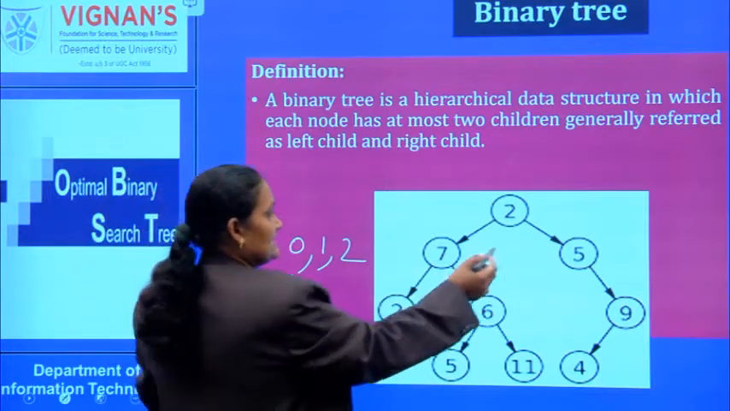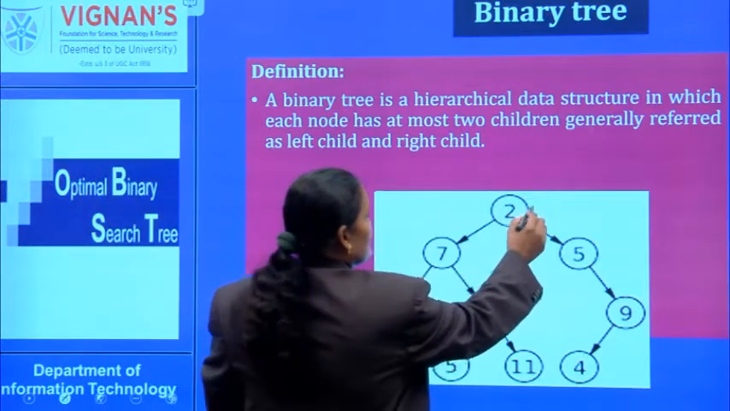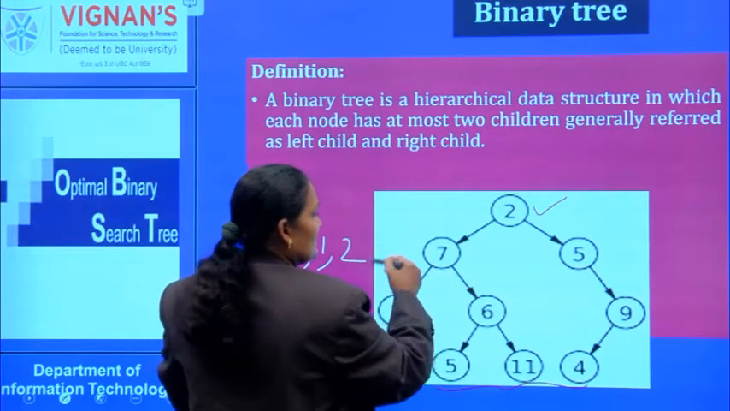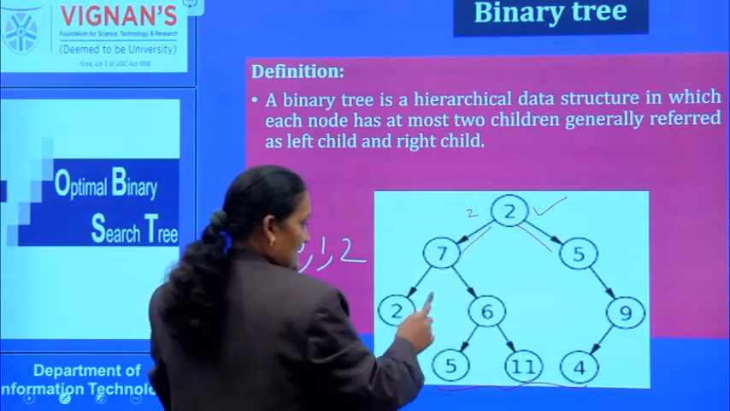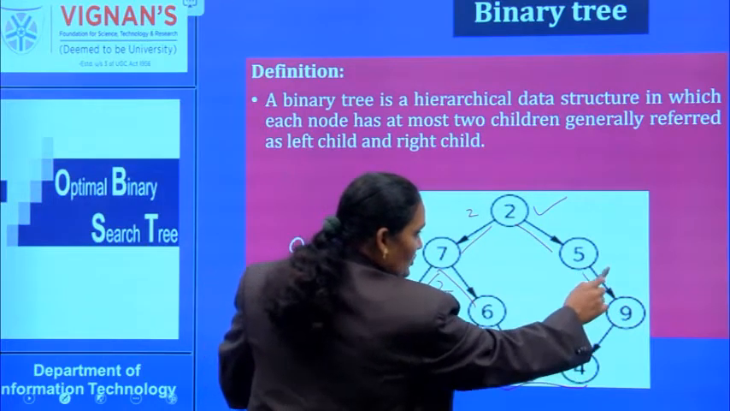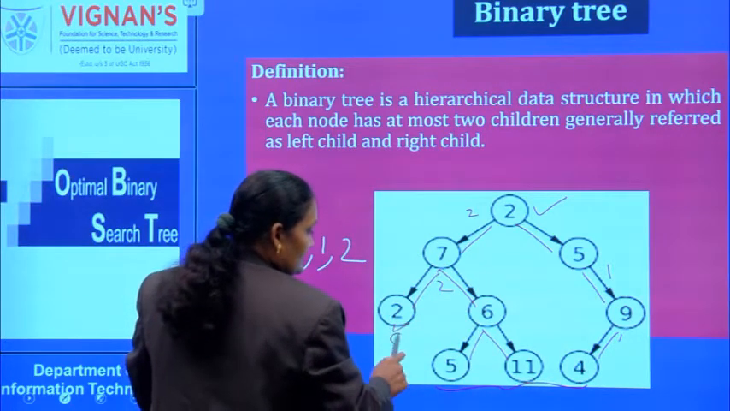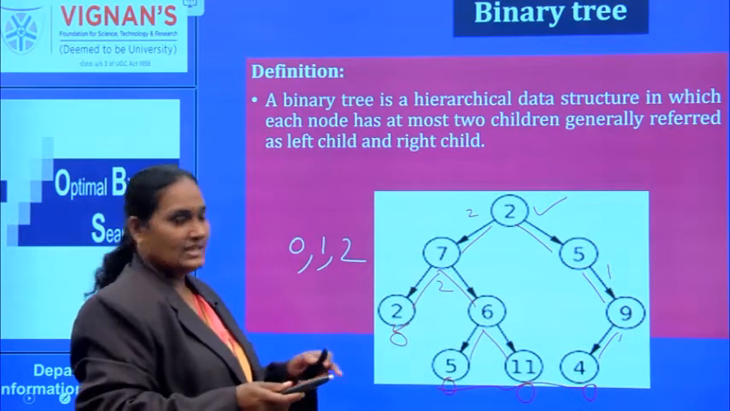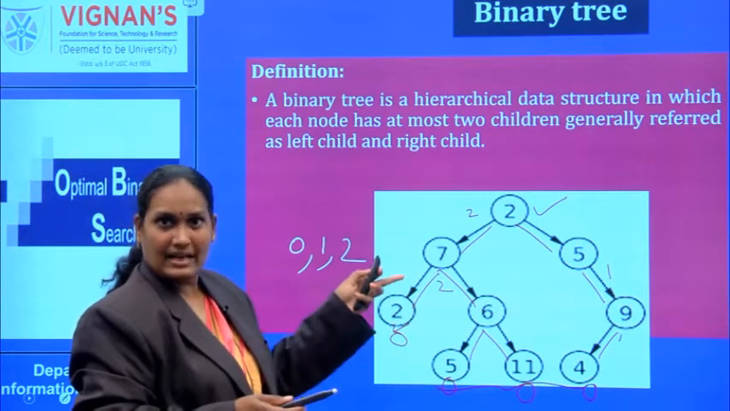Now let us see an example of a binary tree. This is the root node, and these are the child nodes or terminal nodes. These are the intermediate nodes. If you observe, this has 2 children, this has 2 children, this also has 2 children, and this also has 2 children. This has only 1 child, and this also has only 1 child. And these are not having any children: this has 0 children, this has 0, this has 0, and this has 0 children. If you observe all the nodes, at most 2 children are there, which is why it is called a binary tree.